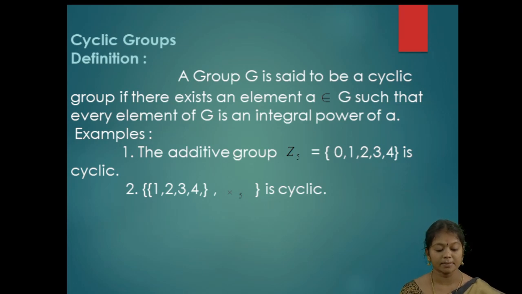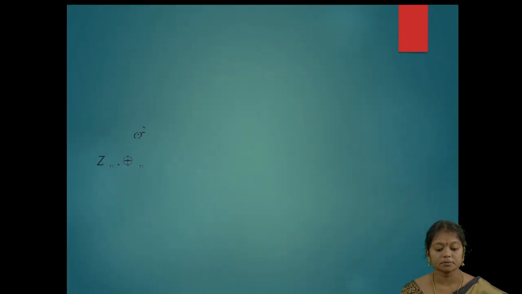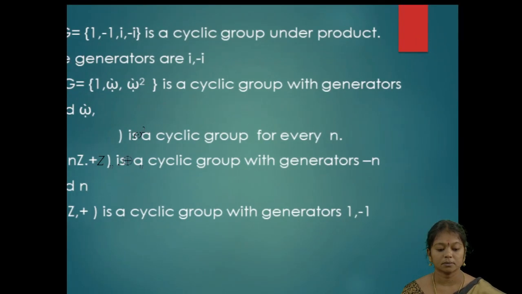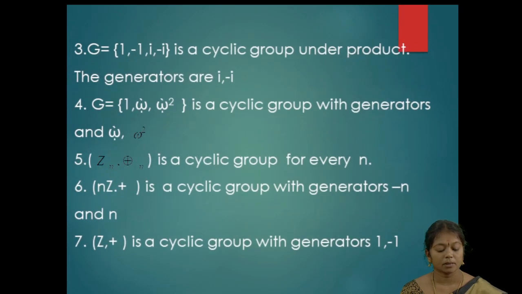And another example, the multiplicative group is also cyclic, which means every element can be written in terms of the generator of this group. Look at some examples. A group G equal to {1, minus 1, i, minus i} is a cyclic group under the product, which means the generators are i and minus i.